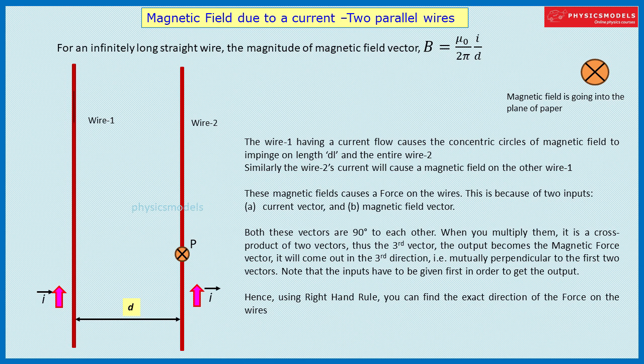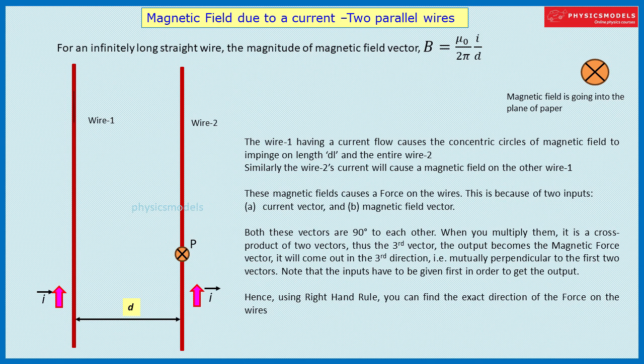At the point P, you can see that the direction of the magnetic field is shown as a cross, that means going into the plane of the paper. Similarly, if you take a point P on wire 1, which is not shown here, the magnetic field will show a dot in the center, that means it's coming out of the plane of the paper.